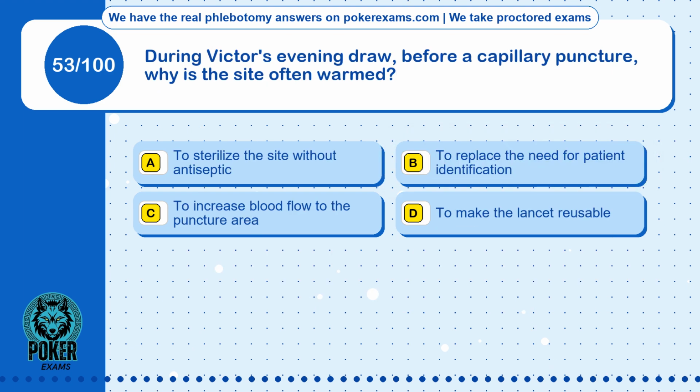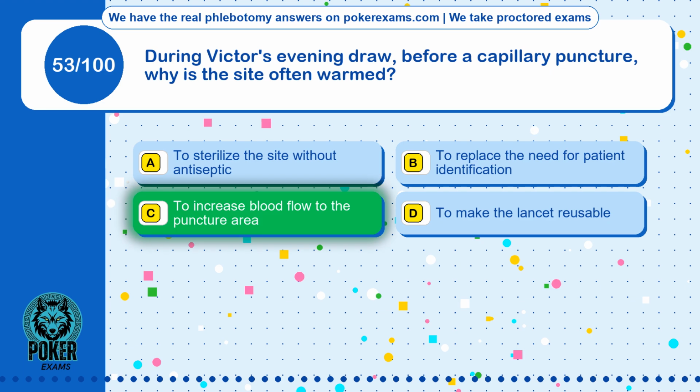Question 53. During Victor's evening draw, before a capillary puncture, why is the site often warmed? Option A. To sterilize the site without antiseptic. Option B. To replace the need for patient identification. Option C. To increase blood flow to the puncture area. Option D. To make the lancet reusable.